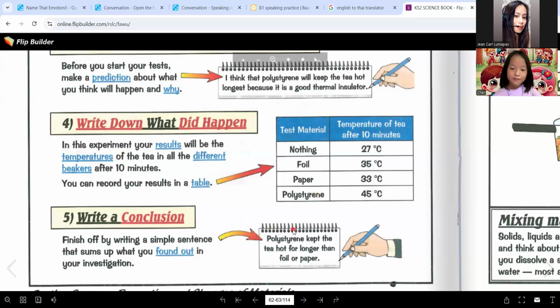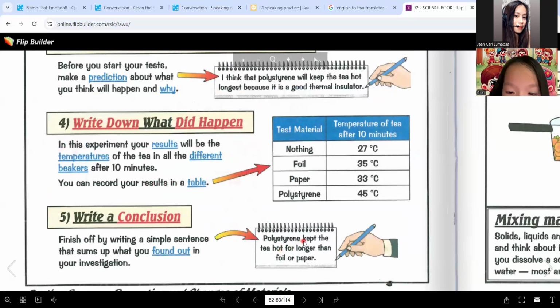Okay, for example of a conclusion, let's read it. Polystyrene kept the tea hot for longer than foil or paper. Why? Because for polystyrene we have 45 degrees Celsius, meaning it's hotter than any other material.